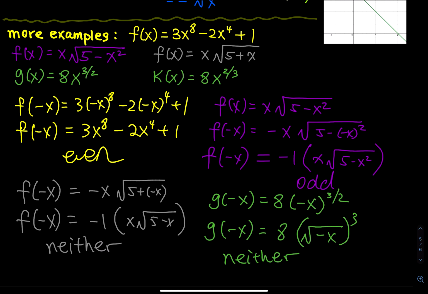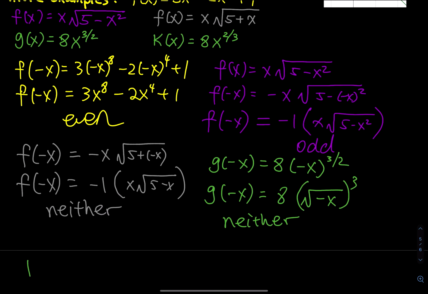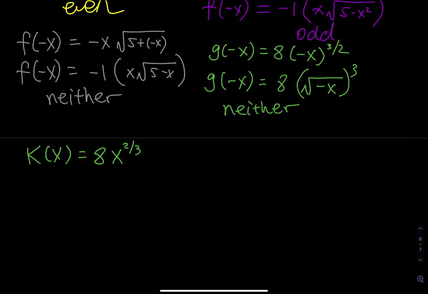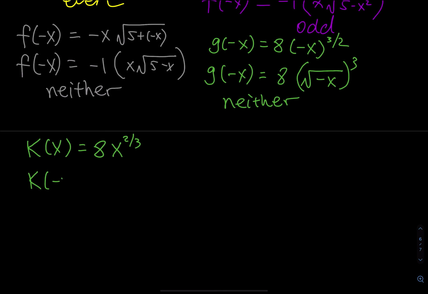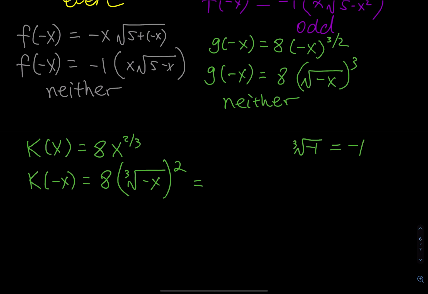Let's do the last one. The last one is 8, right? So I'm going to write this down first. k of x equals 8 x to the 2 over 3. Okay, let's do the work. So we have k of negative x equals 8 times the cube root of negative x, and then we have a 2. This one we can pull the negative out because the cube root of negative 1 equals negative 1. And then we have 8, and a cube root, we have a negative 1 multiplied by x, and then we have the whole thing squared.